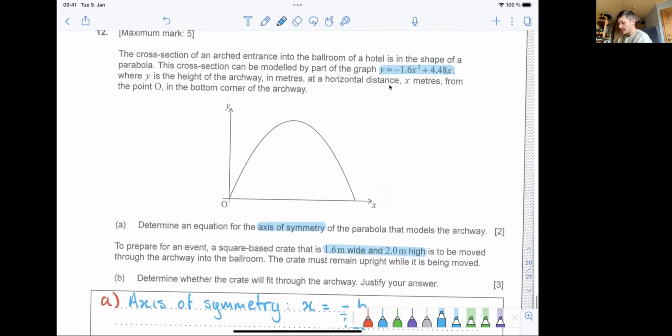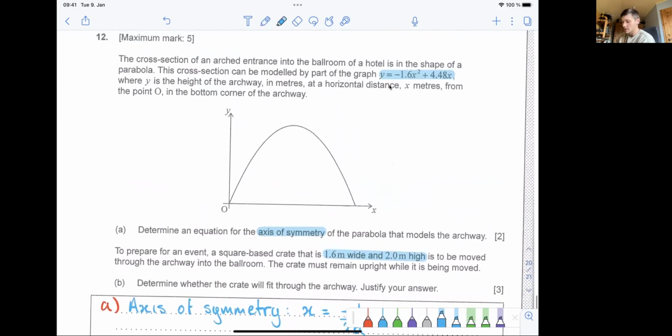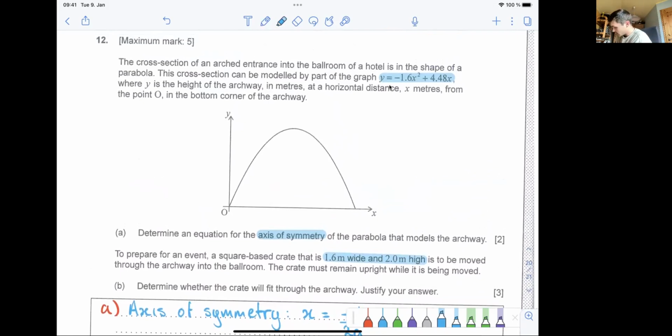But before we do that, I just want to illustrate what we're going to be doing. We're going to graph negative 1.6x squared plus 4.48x, and we'll get the same shape as this here. Then we're also going to graph the line y equals 2, which is going to draw a horizontal line across the ballroom at a height of 2 meters. Let's say roughly that's going to be there, and we'll say that this is at 2 meters.